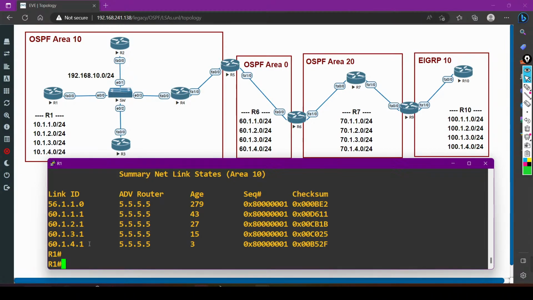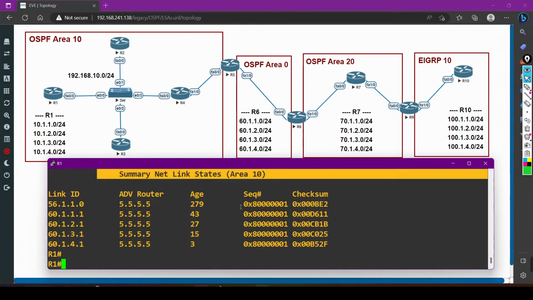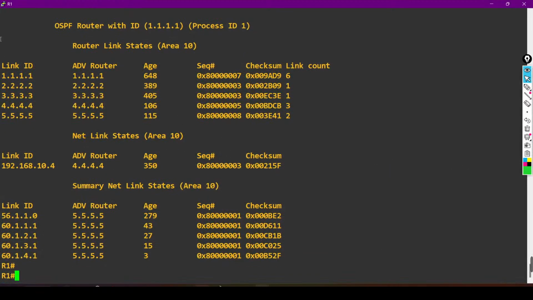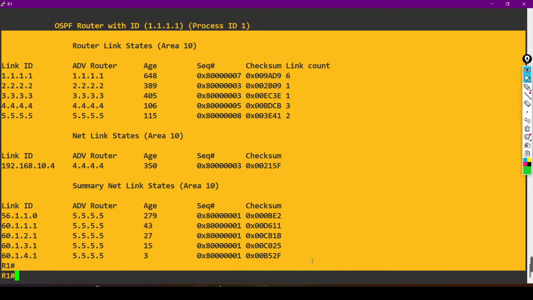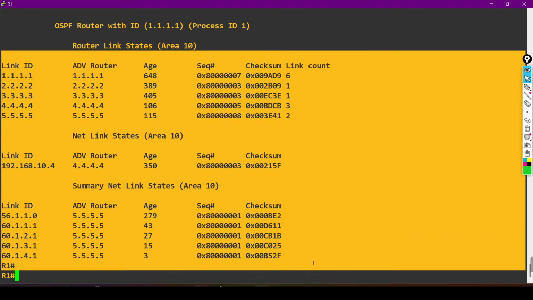The ABR router is sending the intra area prefixes with the help of what? LSA 3. Yes or no? Are you able to see LSA 4 over here? No, because there is no ASBR till now. So now tell me guys, is this database clear to everyone? This is the database of router 1. There are only three types of LSAs: LSA 1, LSA 2 and LSA 3.